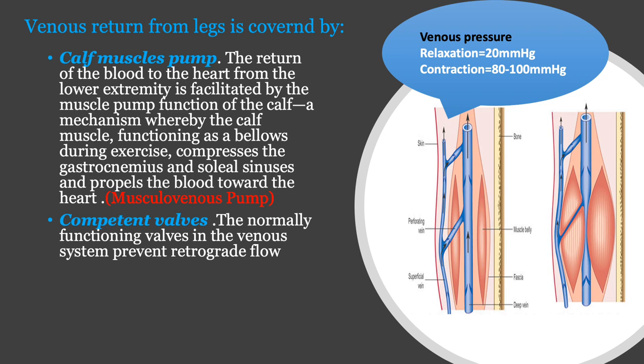Other factors which affect venous return are gravity, arterial pressure, and the thoracic pump. But here we will focus on the calf muscle pump, what is called the muscular venous pump, and normal venous valves.